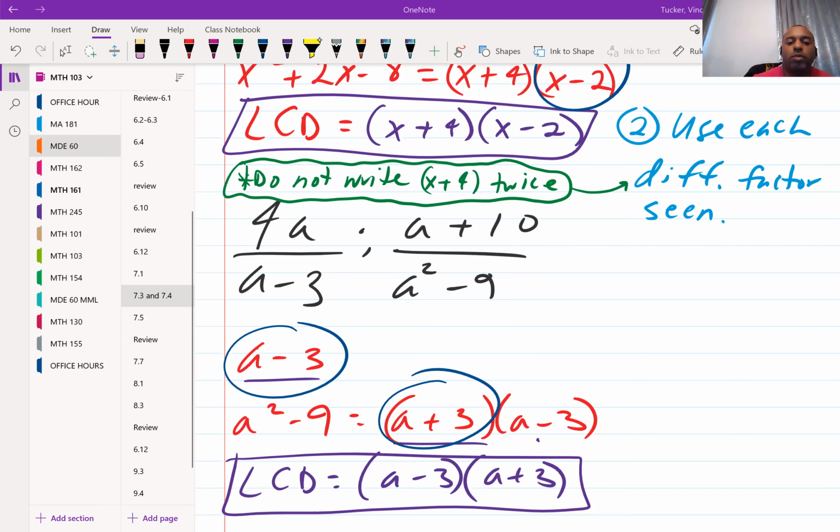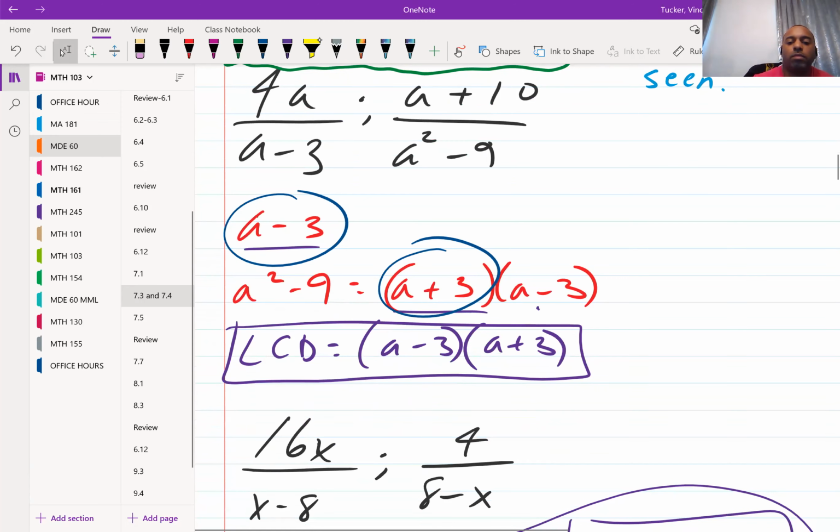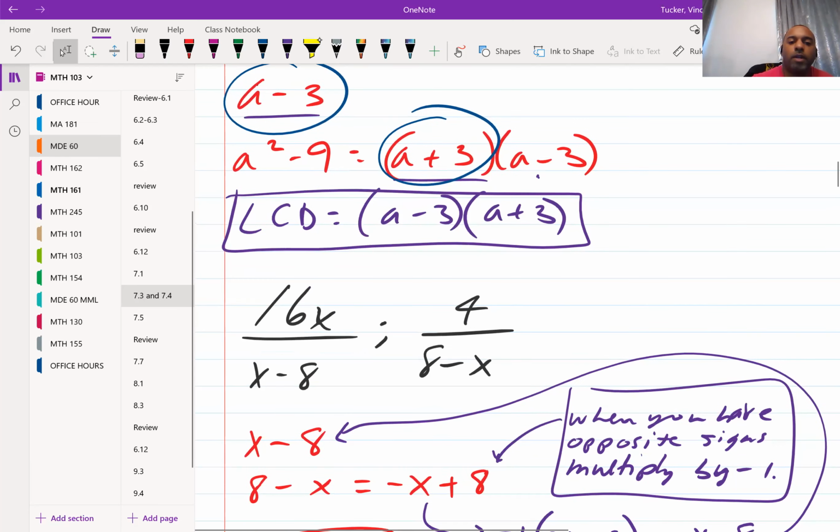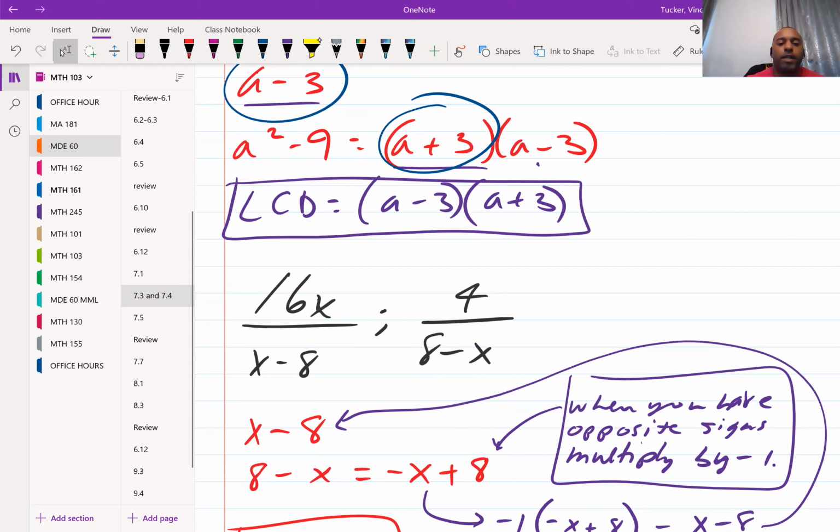All right. You okay to scroll up? All right, so here we have 16x over 8 minus x, minus 8, and then 4 over 8 minus x. So denominators are x minus 8, 8 minus x. Notice right here, I just rewrote it with the x term first and the 8 afterwards. And don't forget to just keep your signs if you decide to do that. So x was negative, 8 was positive. And I did that so I can make a clean comparison between the two denominators.